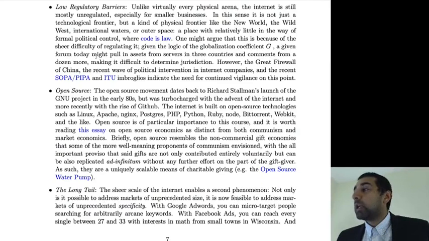A discussion forum like Hacker News could pull in assets from servers in 3 countries and comments from a dozen more and make it very difficult to determine jurisdiction. But this is something where we have to keep vigilant. This is not assured of remaining true forever.